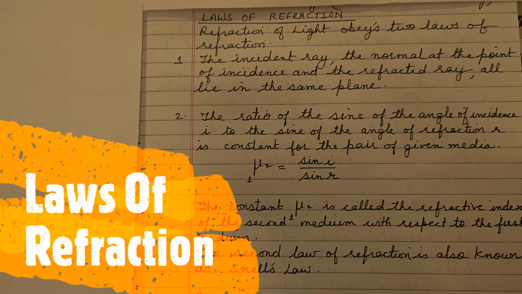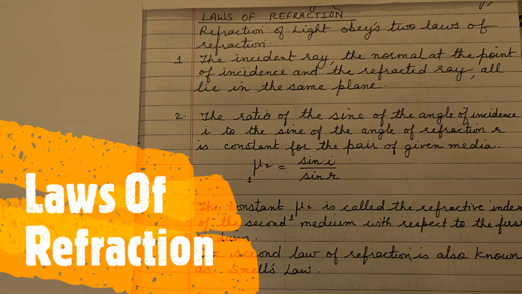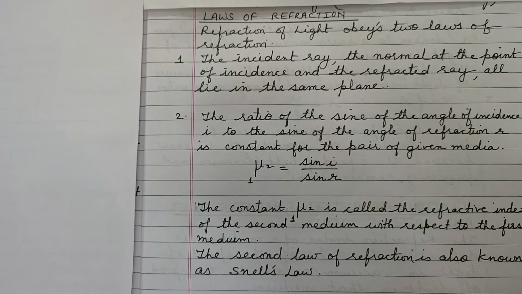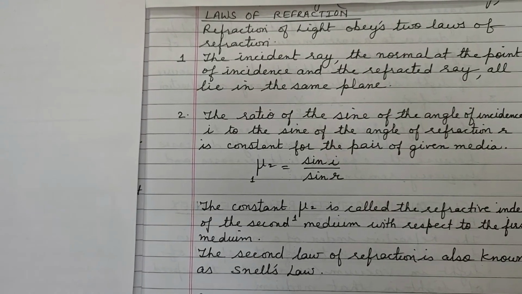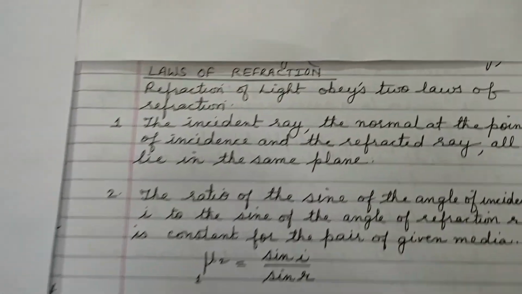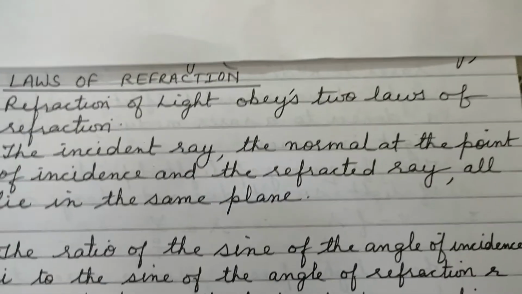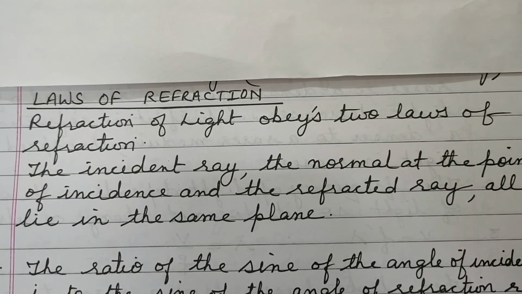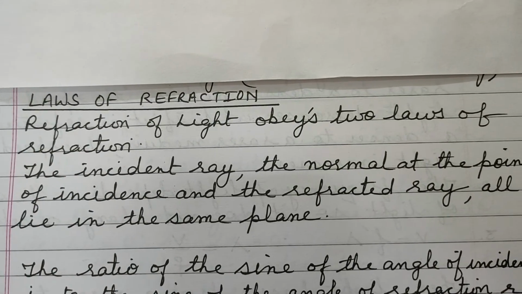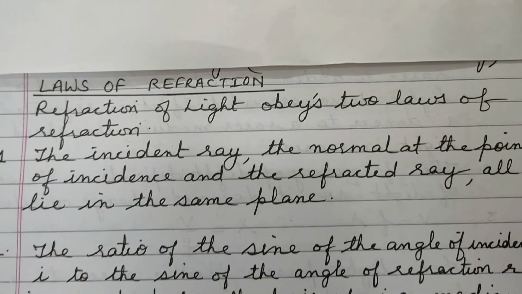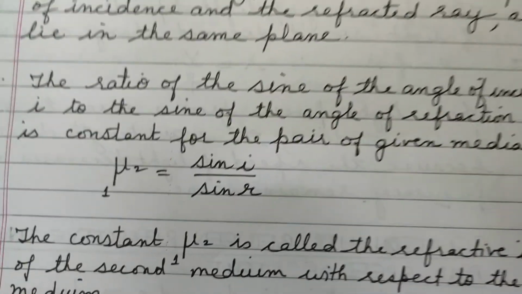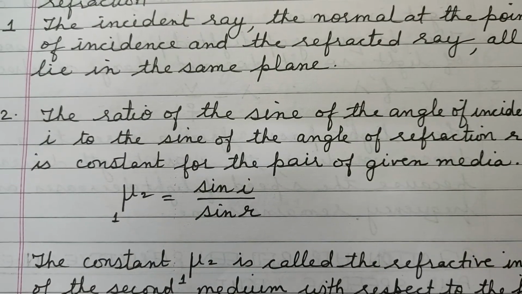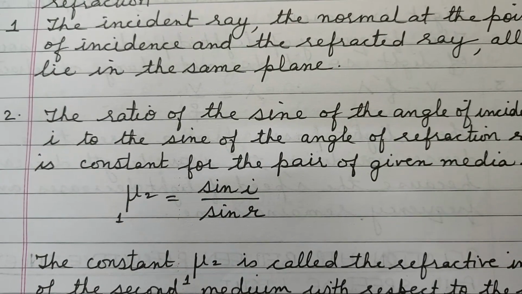Now we'll study the laws of refraction. Refraction of light obeys mainly two laws of refraction. According to the first law, the incident ray, the normal at the point of incidence, and the refracted ray all lie on the same plane. The second law says the ratio of the sine of angle of incidence to the sine of angle of refraction is constant for the pair of media.